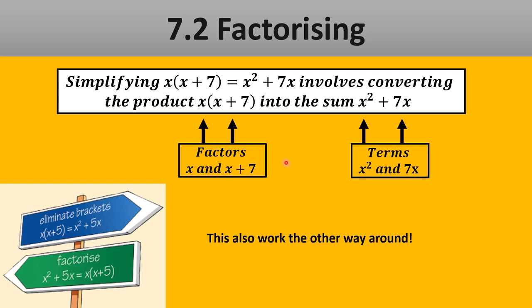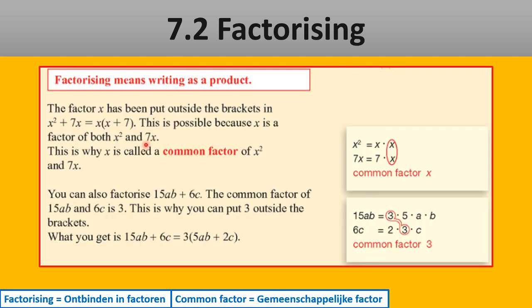And it won't surprise you maybe to say that this can work the other way around as well. So let's take a look. And that's what they mean with factorizing. Factorizing means writing as a product, which helps us a lot, as I already mentioned, when we're going to solve equations. So that's why we're going to do this.